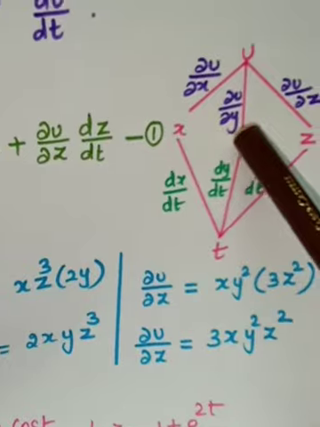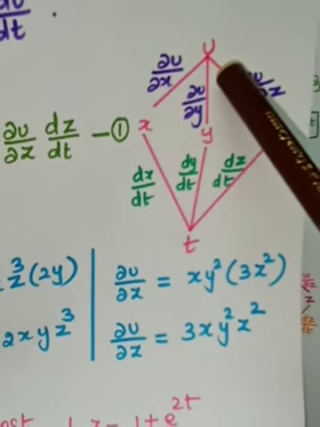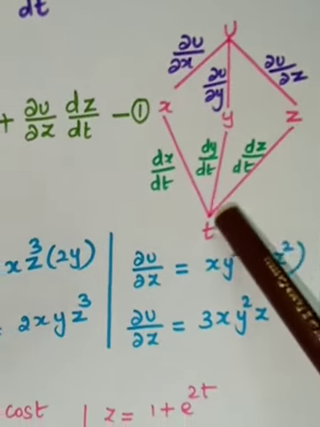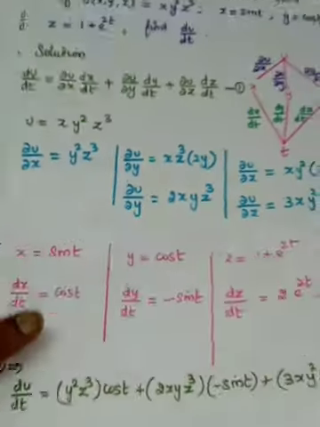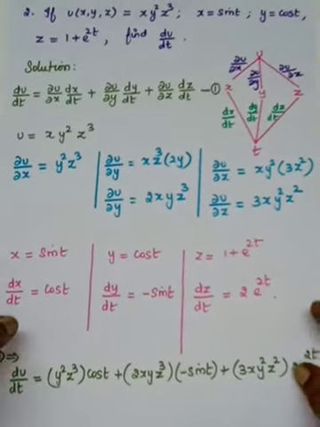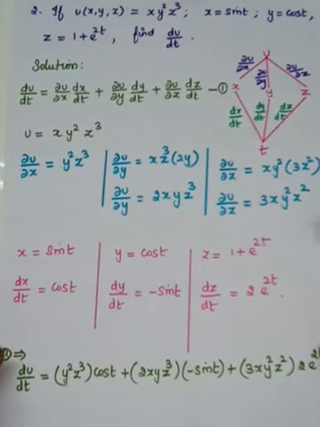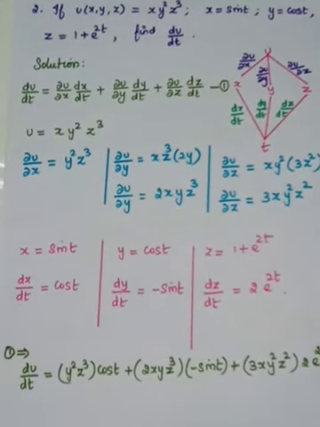∂u/∂y into dy/dt. The third one, ∂u/∂z into dz/dt. That is the formula written here. Okay, consider the u term. What is u? u = x y² z³. So it involves three independent variables, so we have to go to partial differentiation.